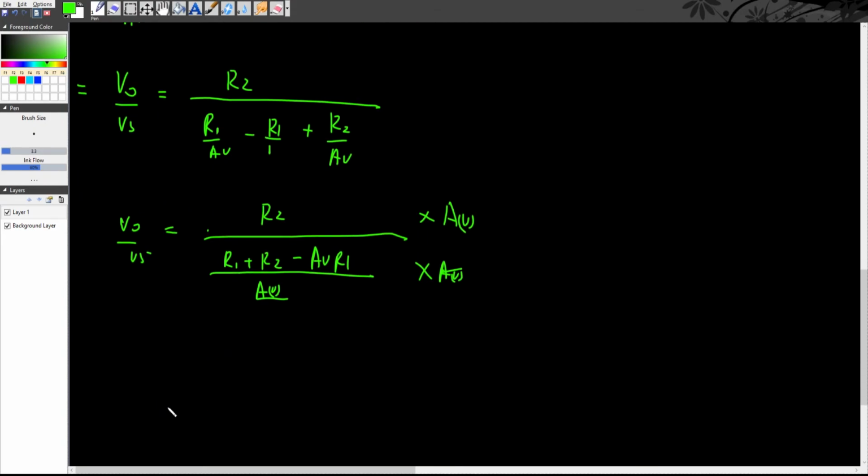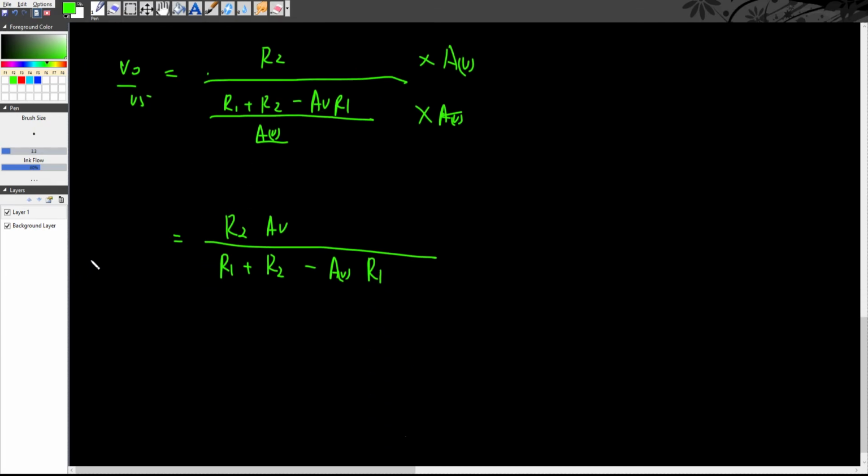And by doing that, we do get the term R2 AV all divided by R1 plus R2 minus AV R1, and then this is obviously VO by Vs. So from the question above, we saw that the value of AV, which is in its one pole roll-off state, is GB over S plus omega A.